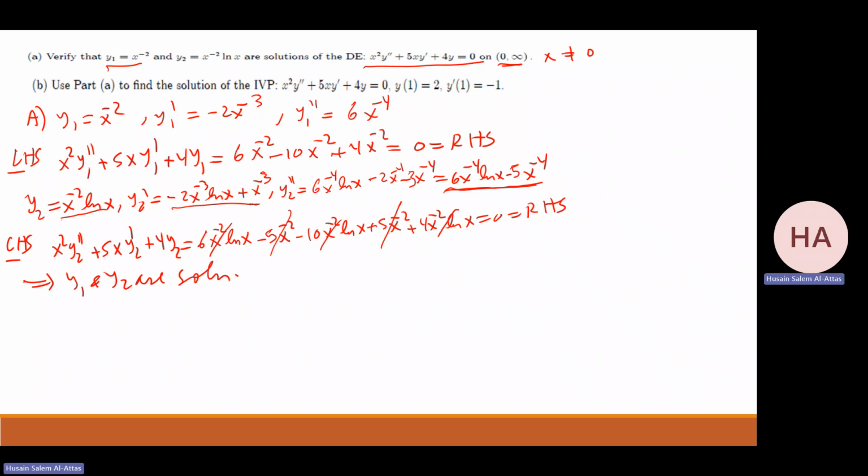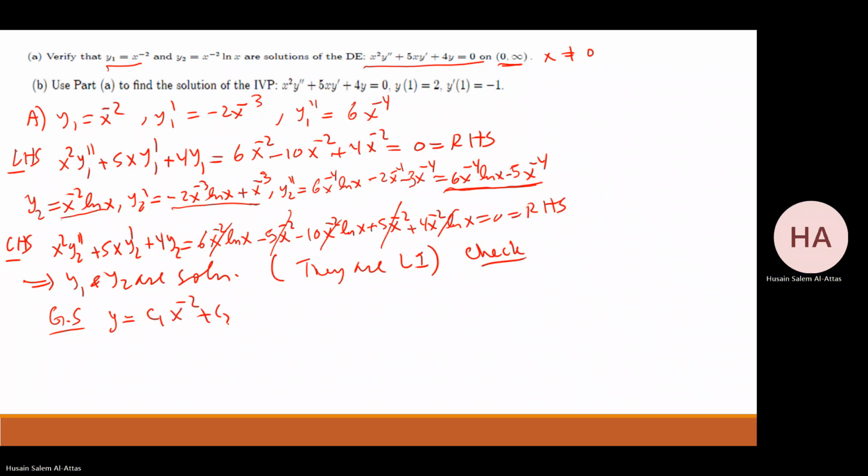Actually, they are linearly independent, you can check. So the general solution, since they are linearly independent, will be C1 y1 plus C2 y2. You can check the linear independence. I think I can check it easily. Let me do it here.